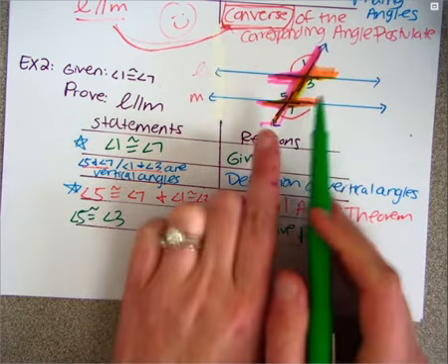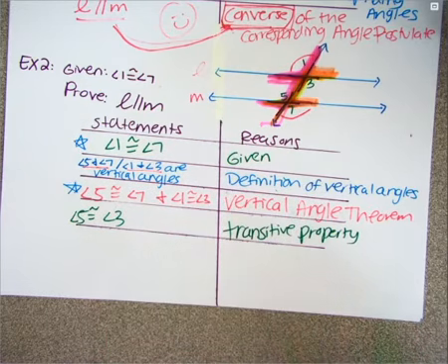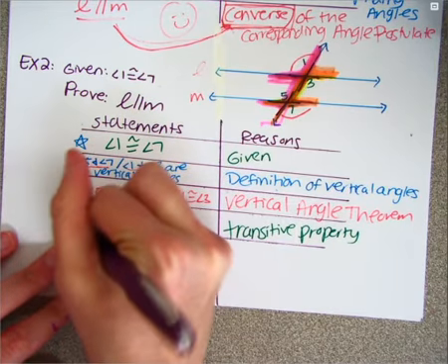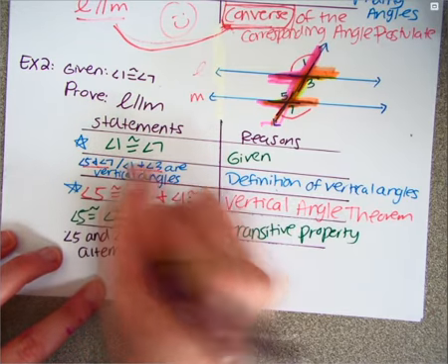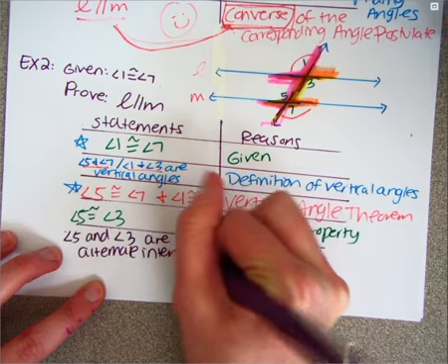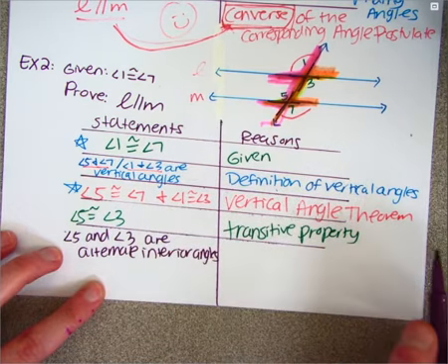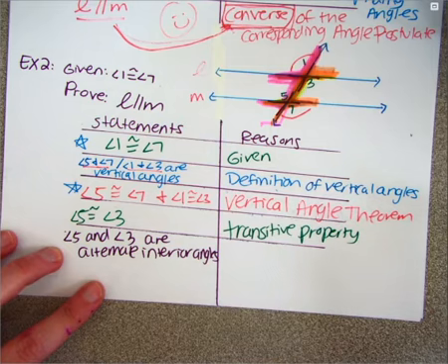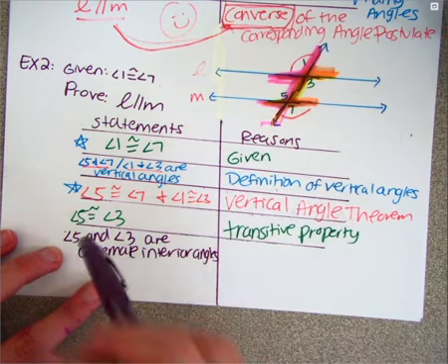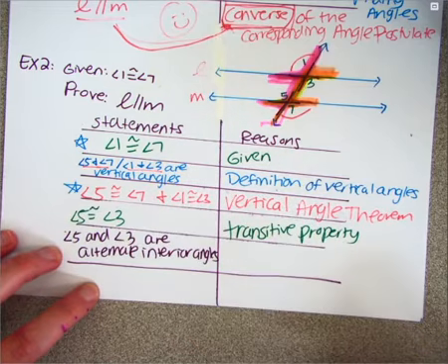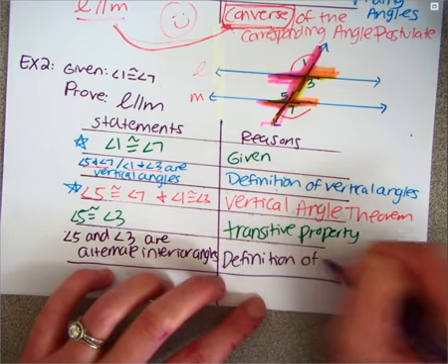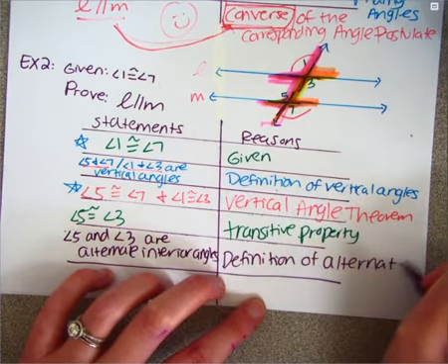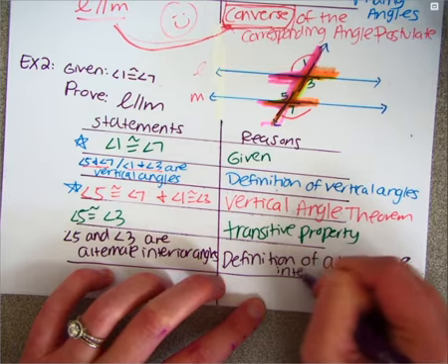Okay, and those are alternate interior angles. So I also need to declare that I've found some alternate interior angles. So I know that angle 5 and angle 3 are alternate interior angles. And I know that, well, they make the Z shape. That's what it means to be an alternate interior angle. So what do you guys think is my reason for me knowing that those are alternate interior angles? By the definition of alternate interior angles. Nice, you guys. Definition of alternate interior angles.